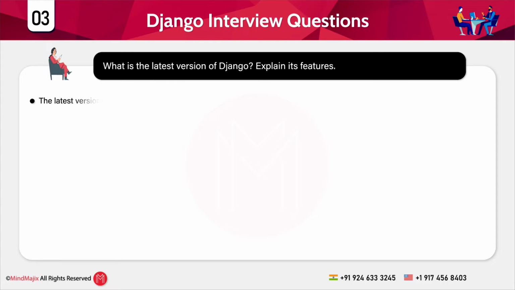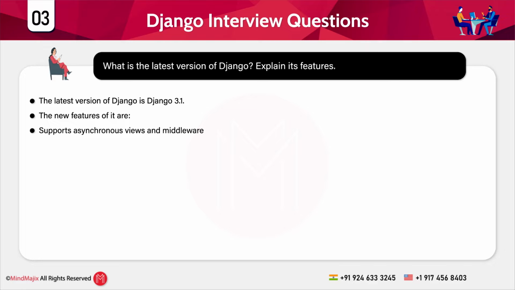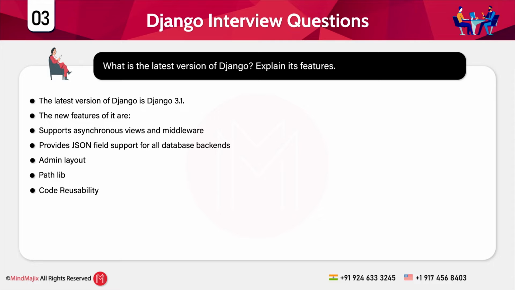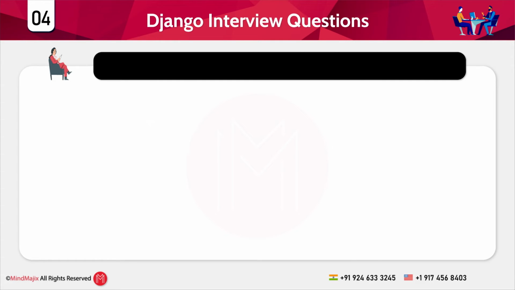The latest version of Django is 3.1. The new features of Django are, as you can see on the screen, it supports asynchronous views and middlewares. It provides JSON field support for all of the database backends. It has an admin layout, it has the path library, and it provides you with code reusability. So these were some of the features of the latest version of Django. The next question is a very important question.